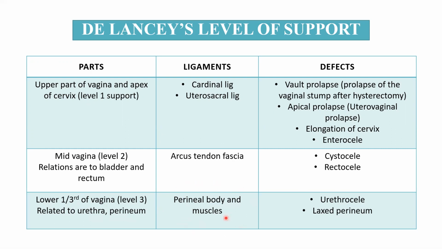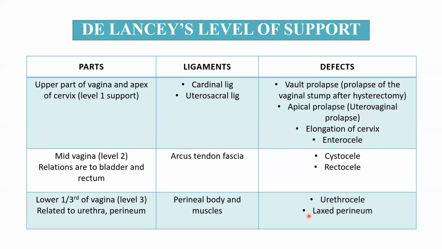And what is the damage? The damage results in a deficient perineal body or urethrocele, as well as a lax perineum. So basically, this is DeLancey's level of support. Now, with this particular table, you can understand which part is involved, what ligaments are involved, and if the damage happens, what defects are going to happen. So this was a very important one.